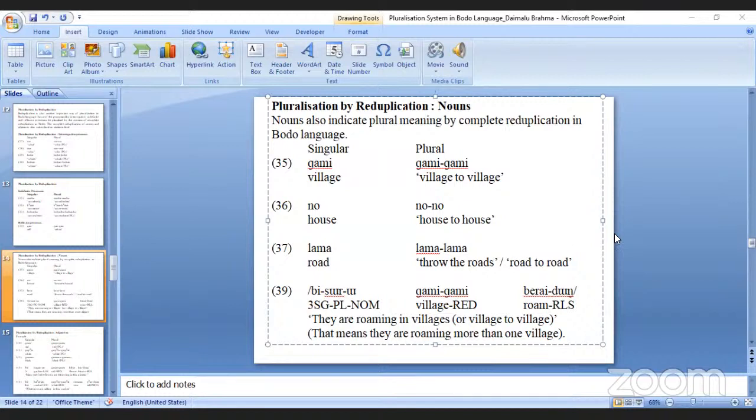Yeah, if I can say something. Yes, go ahead. This is about gao, like gao gao. Actually, gao has two different meanings. One is reciprocal and the other is reflexive. If it is reflexive, it can be reduplicated. Yes. Okay. Thank you.